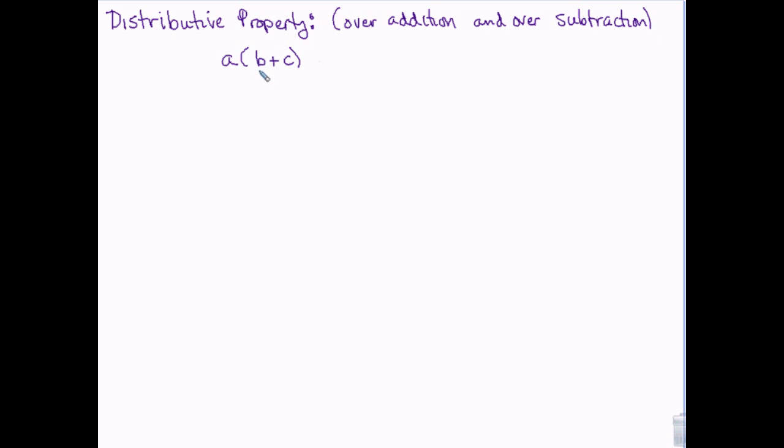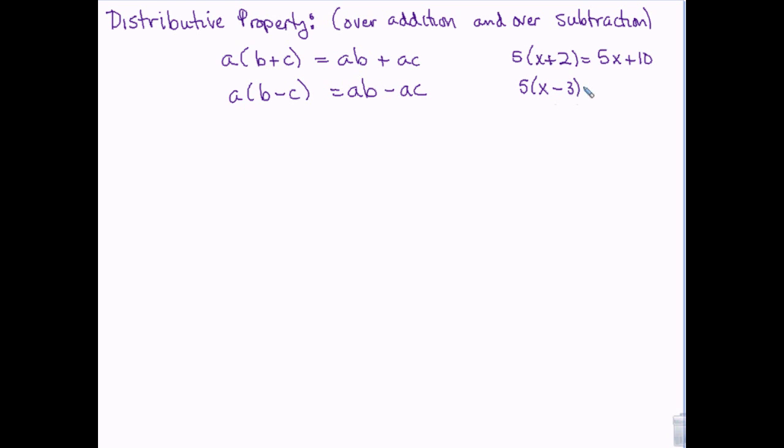If I have a times b plus c, that's the same thing as a times b plus a times c. And if I have a times b minus c, that's the same thing as a times b minus a times c. So it's 5x plus 10. And if I did 5 times x minus 3, that would be 5x minus 15.